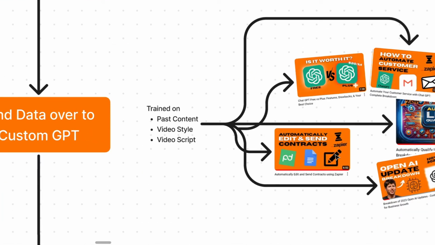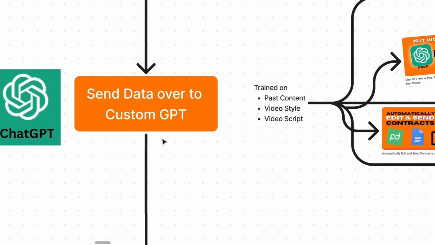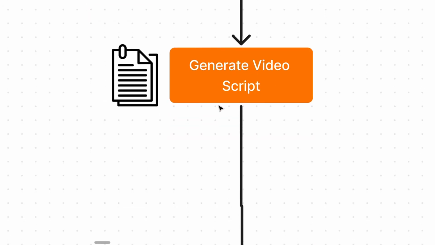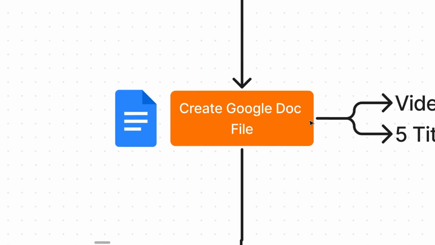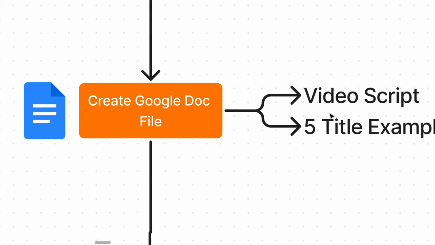Previously, you had to enter really long prompts if you wanted to use ChatGPT within your automation, but with the use of custom GPTs, or assistants I should probably say, it makes life 10 times easier and saves us from doing more work basically. So after we send data over to ChatGPT, we generate a script using the OpenAI, and then we add that to a new Google Doc file. And within that file, we have the actual video script, and we also have 5 title examples, which we can always refer to during the video.